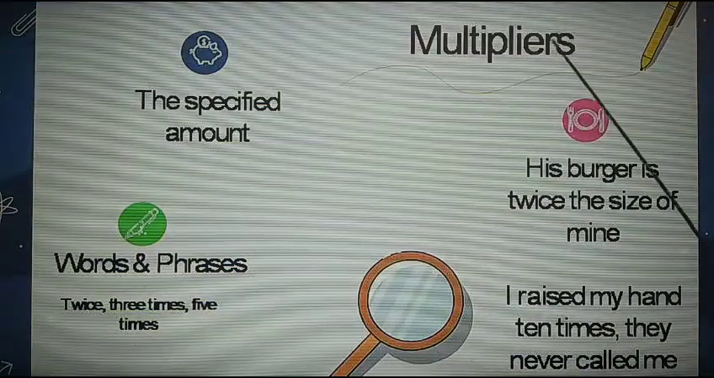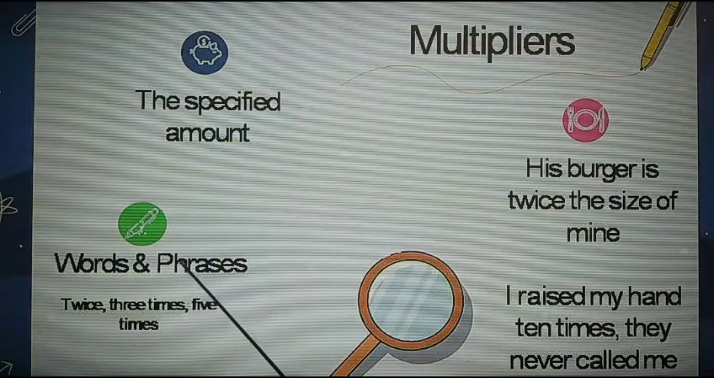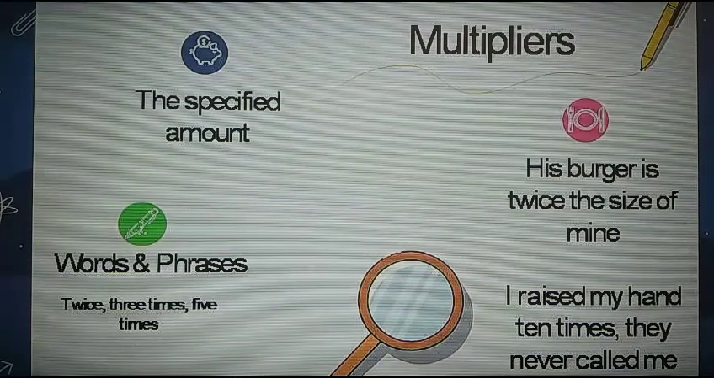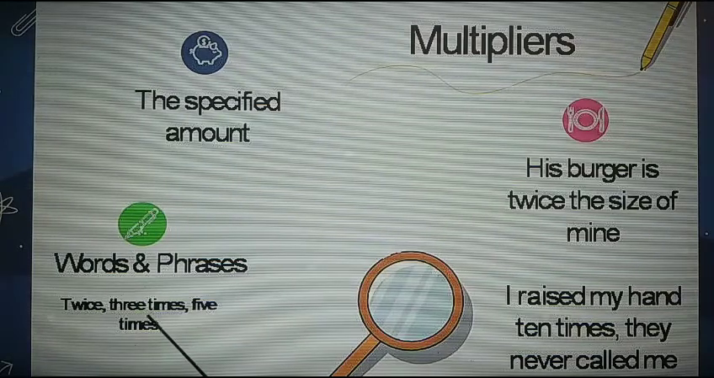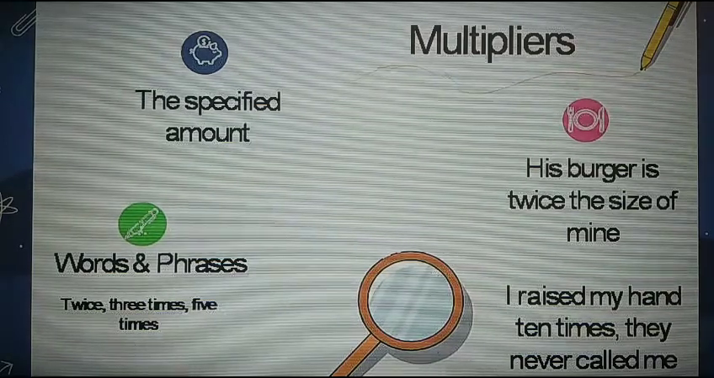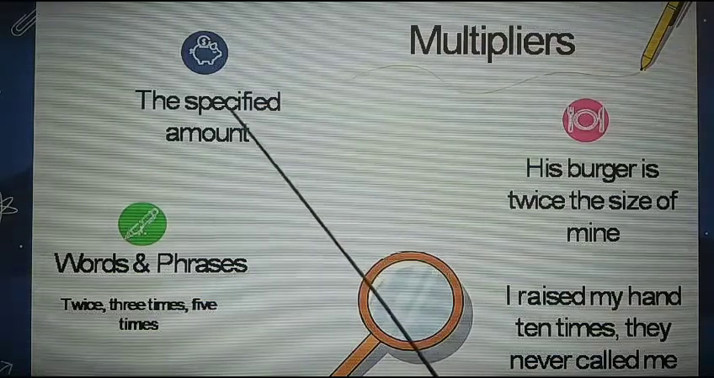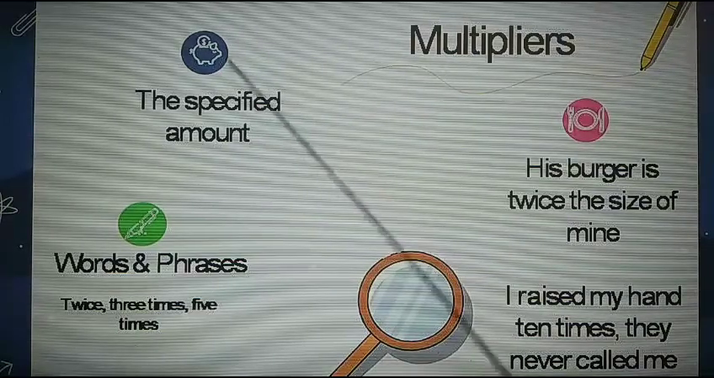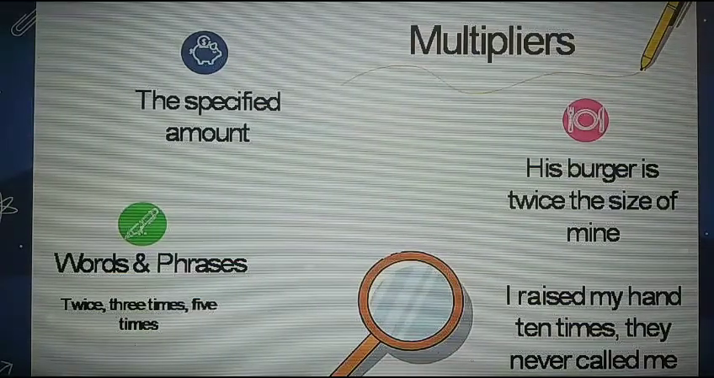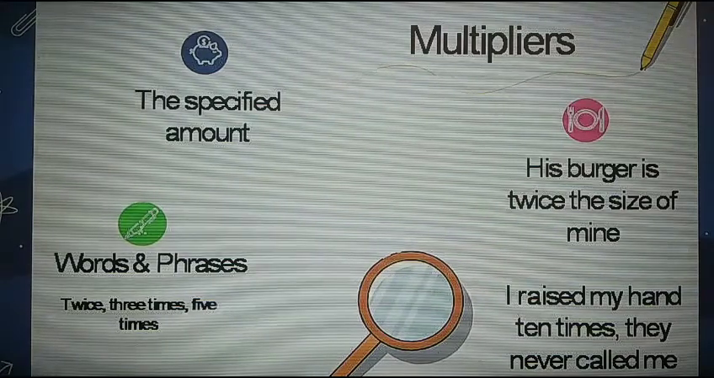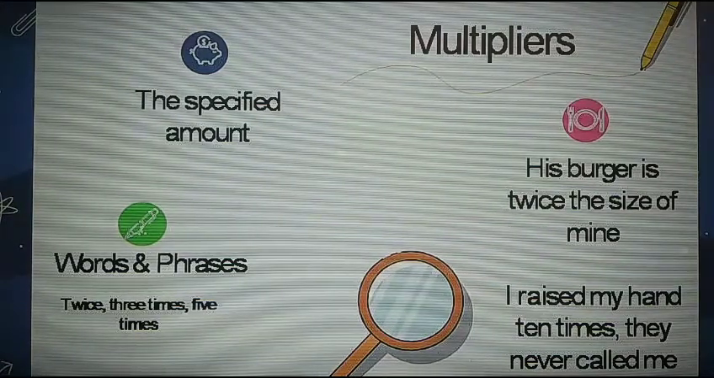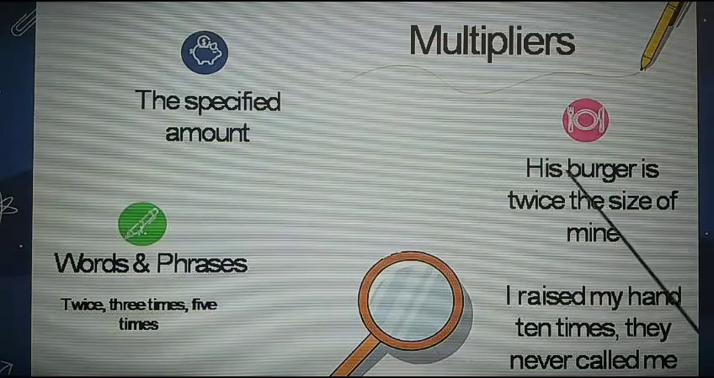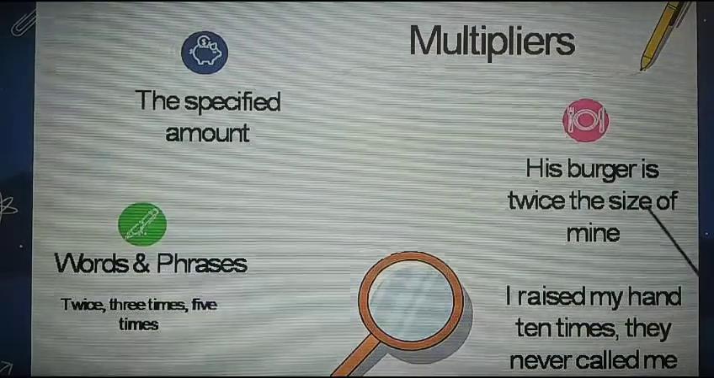First, we have multipliers, which are words and phrases such as twice, 3 times, 5 times. It can also be 10 times, 8 times, any number that we can put in front of the word times. We use those to multiply the specified amount. We can also use them to give a bigger size or to specify the number of times an action happened. For example, his burger is twice the size of mine.